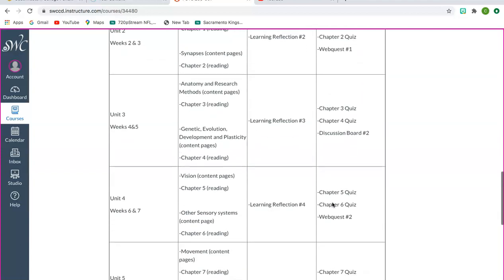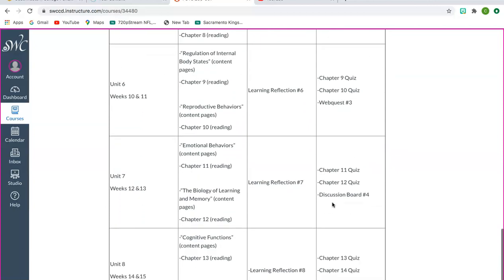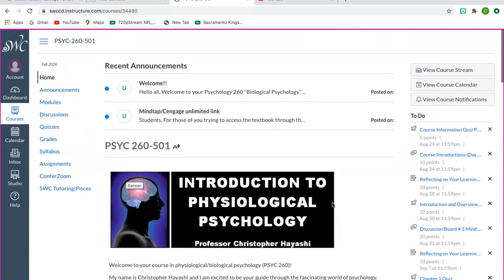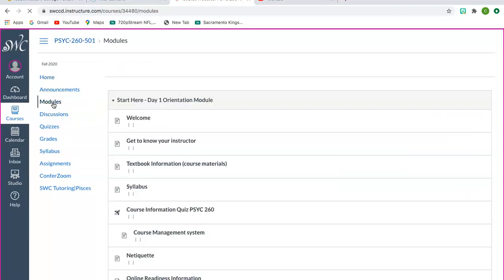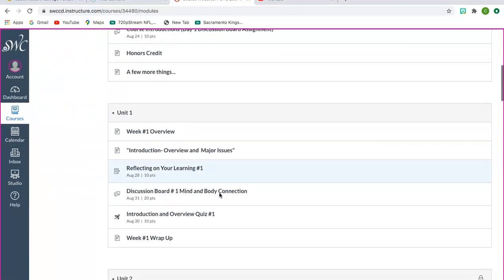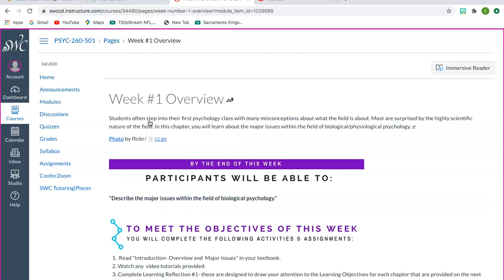All right, so let's go ahead and hop into one of these modules, or I'm sorry, units, and take a look at how they look. If we were to, for example, hop into Unit 1, you would first start here. Now, there are many ways to navigate this course, but I have put these pages in a particular order, so I encourage you to view them in that fashion.